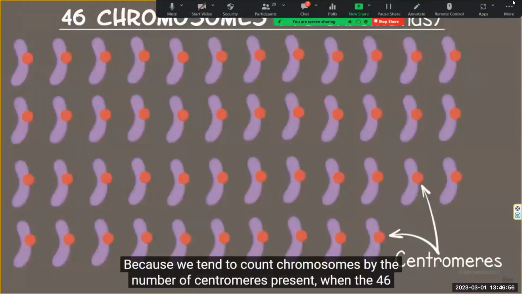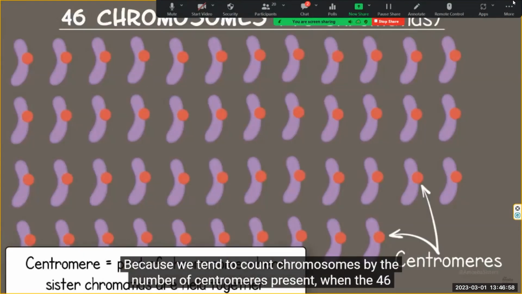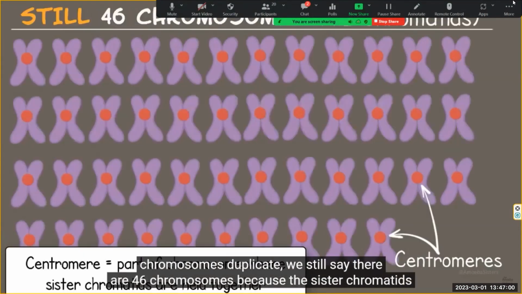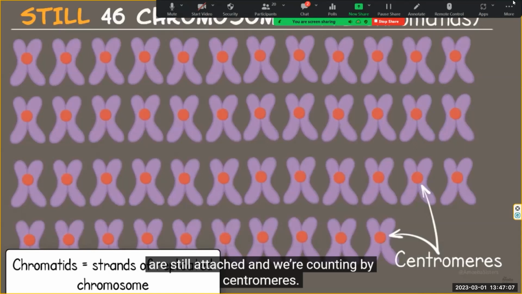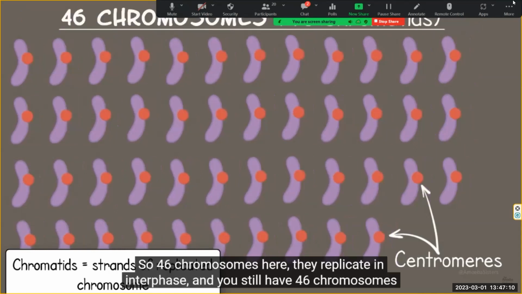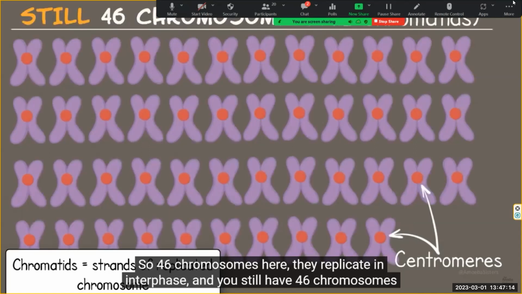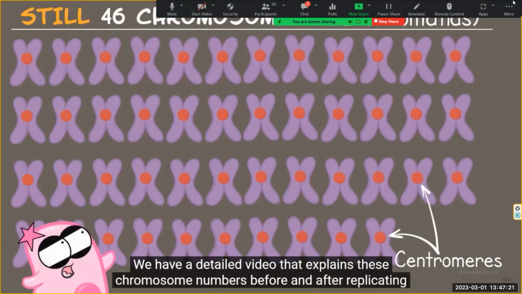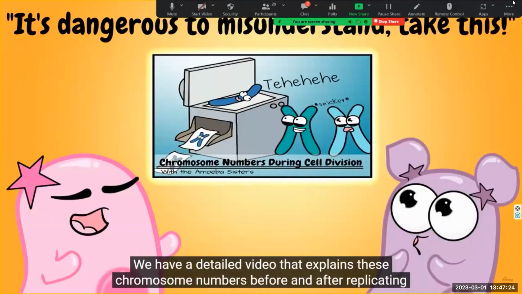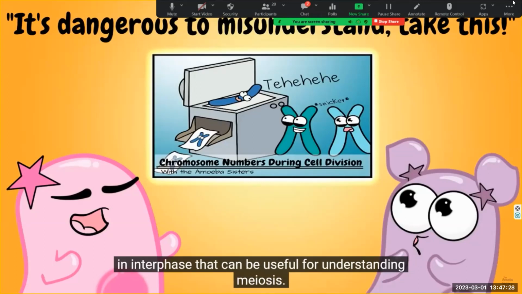Well, because we tend to count chromosomes by the number of centromeres present, when the 46 chromosomes duplicate, we still say there are 46 chromosomes, because the sister chromatids are still attached, and we are actually counting by centromeres. So 46 chromosomes here, they replicate in interphase, and you still have 46 chromosomes in this picture. But you went from 46 to 92 chromatids. Little tricky there. We have a detailed video that explains these chromosome numbers before and after replicating in interphase that can be useful for meiosis.